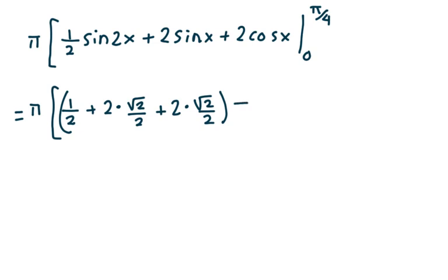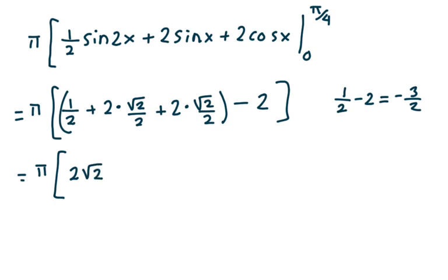Minus, and then when I replace x with 0, I get cosine of 0 is 1. And so I'm left with 2. All right? And so remember, 1/2 minus 2 is negative 3/2. And so when I simplify this, I get pi times the quantity 2 square root of 2 minus 3/2. And that's how you do problem number 8.